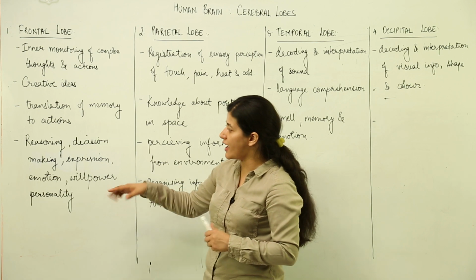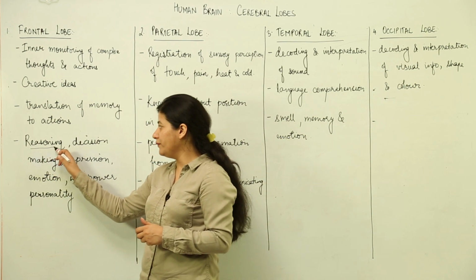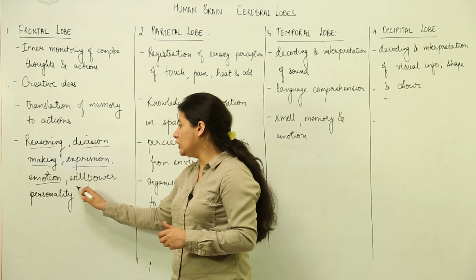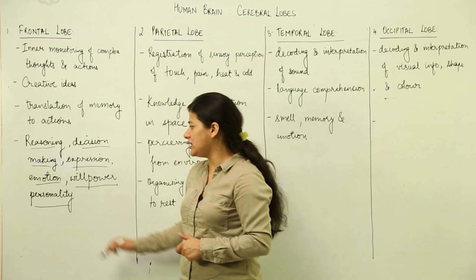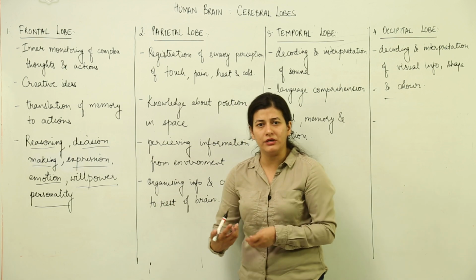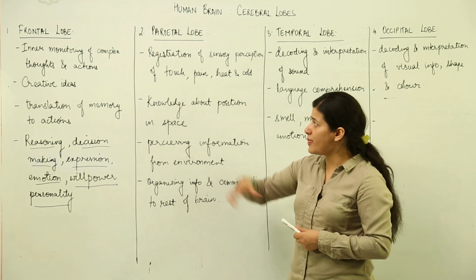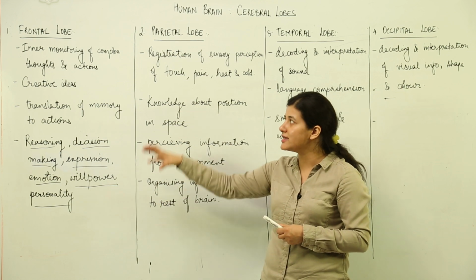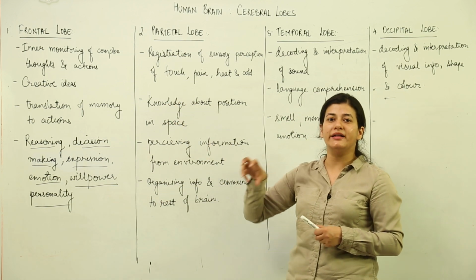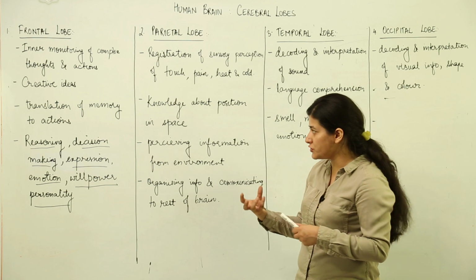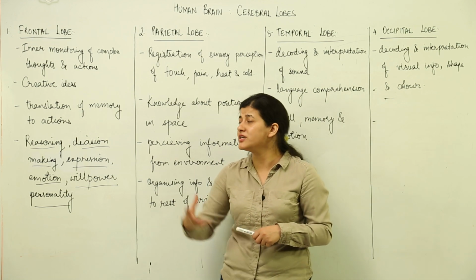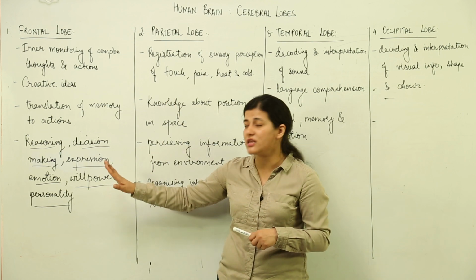Apart from that, processes like reasoning, decision making, expression, emotion, willpower, personality, and whatever you can relate to an individual's basic behavior, take place in the frontal lobe. These are the processes carried out by the frontal lobe. So you come to know that the memory part, thinking part, and behavior part all take place in the frontal lobe.